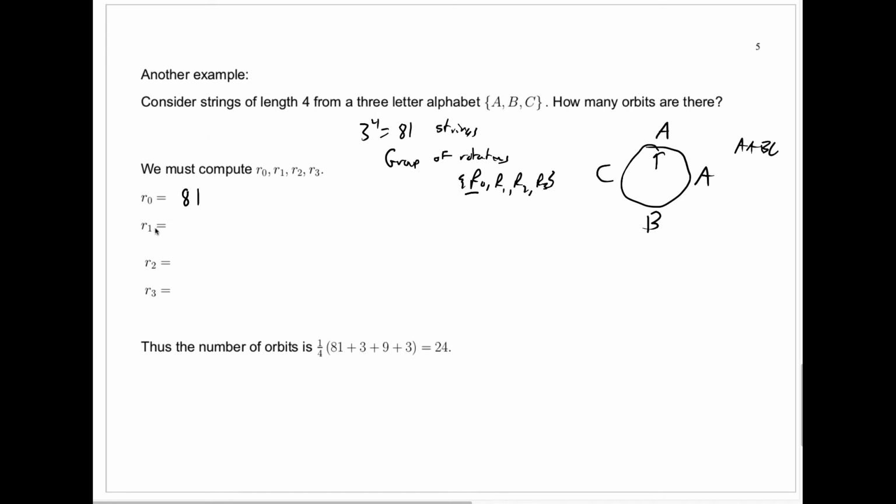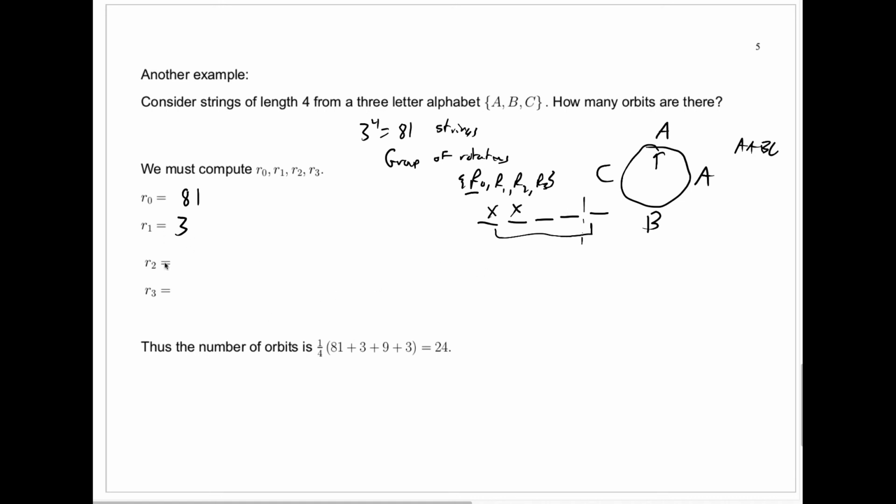But it's also easy to tell how many strings are fixed by R1. The only ones that are fixed by R1 are AAAA, BBBB, and CCCC. There are just 3 strings that are fixed. And remember that a simple reason why is if a string is fixed by R1, then it will have to be the same as what you get when you move the first letter to the end, which means whatever the first letter is, the second letter will have to be the same thing. And then by the same argument, whatever the second letter is, the third letter has to be the same, and the fourth letter will have to be the same.